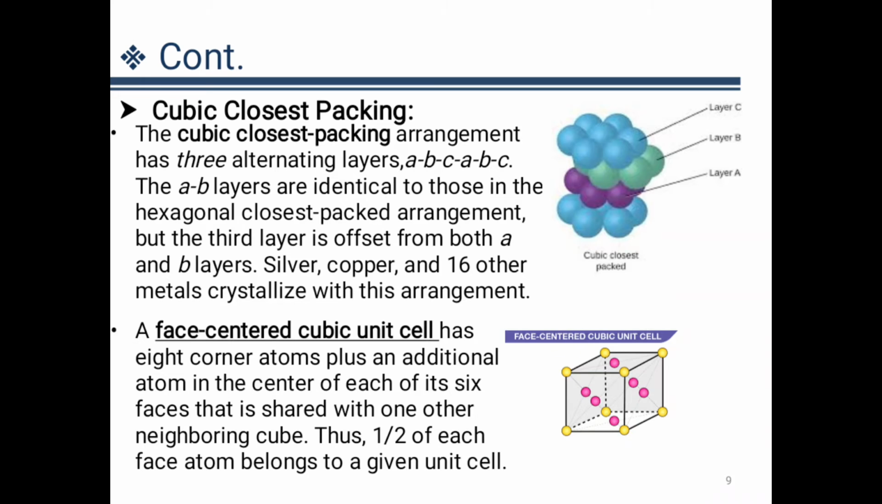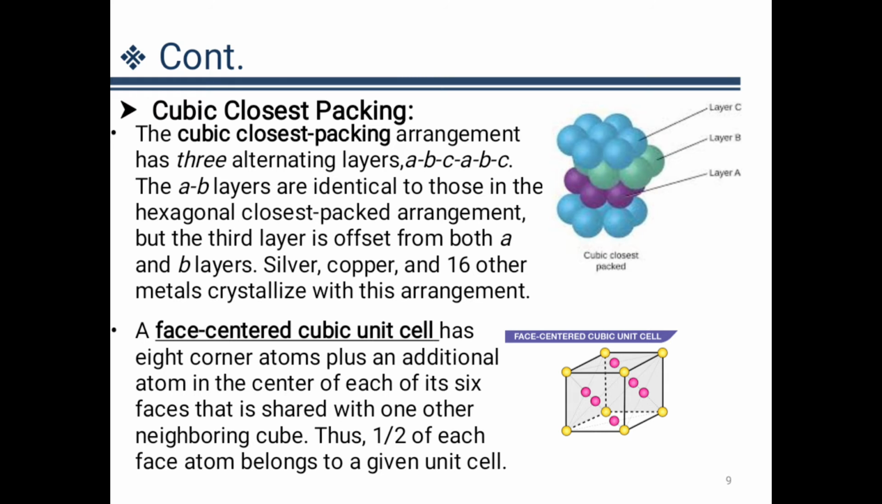The fourth one is cubic closest packing. The cubic closest packing arrangement has three alternating layers: A, B, and C. The A and B layers are identical to those in the hexagonal closest packed arrangement, but the third layer is offset from both the A and B layers. Silver, copper, and 16 other metals crystallize with this arrangement. Here is the cubic closest packing, showing the colors of layer A, layer B, and layer C.